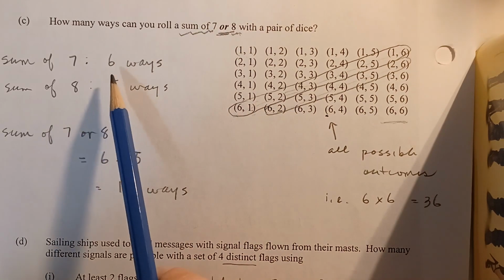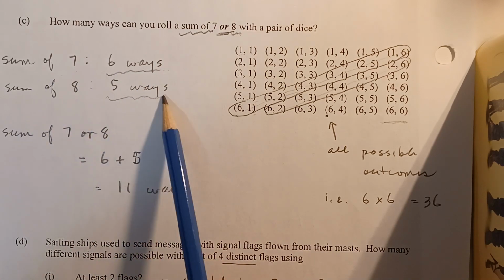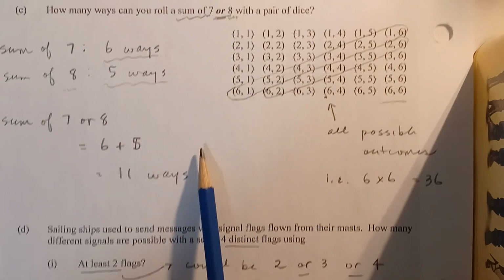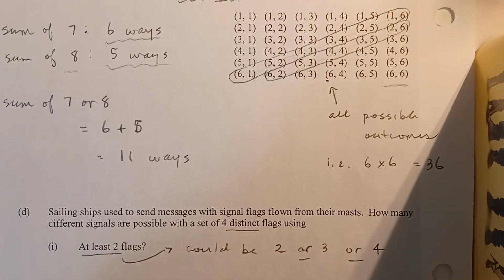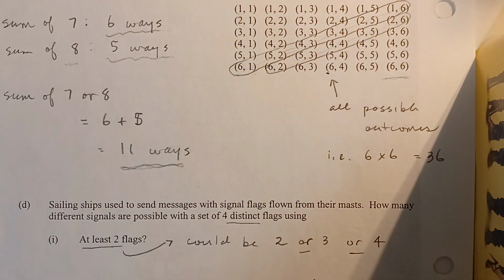So there's 6 choices for the number of ways to add to 7. There's 5 for the number of ways to add to 8. So we are going to add those together, meaning we have 11 ways of rolling a sum of 7 or 8.